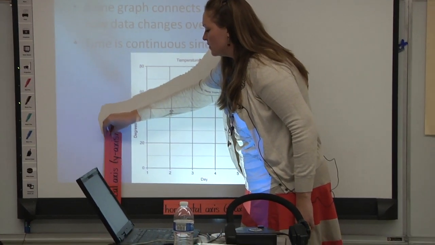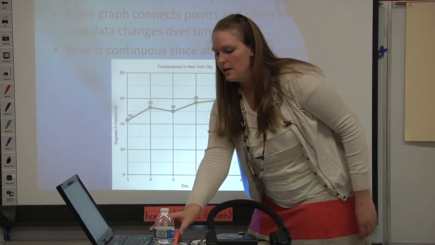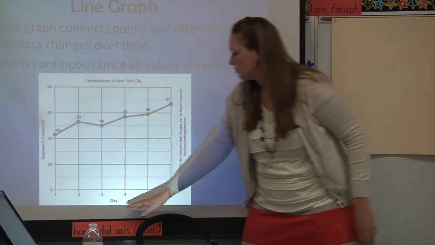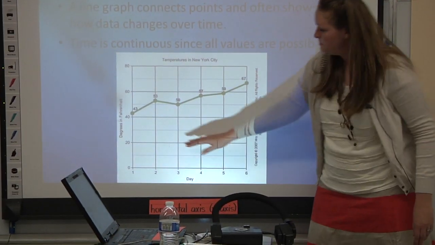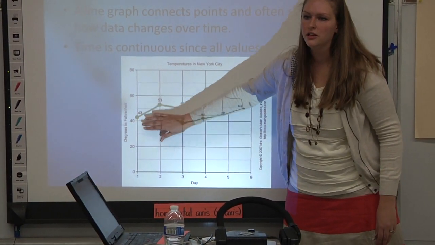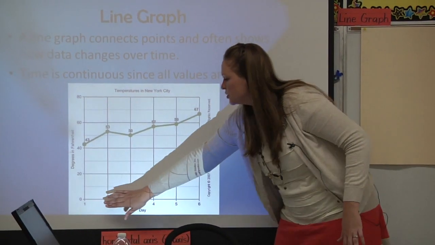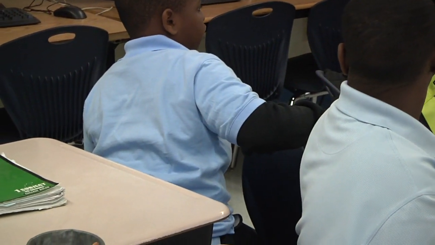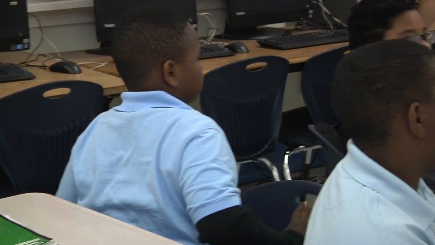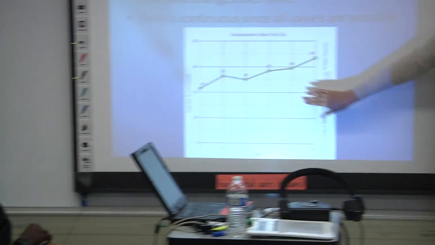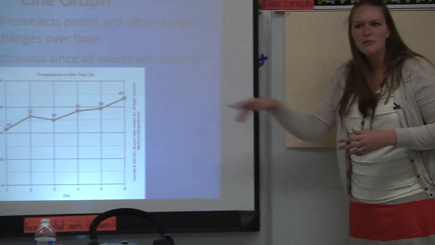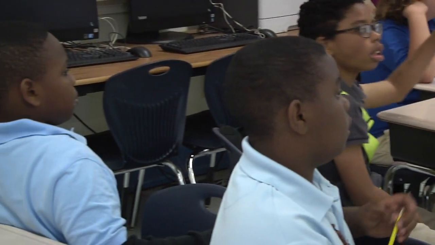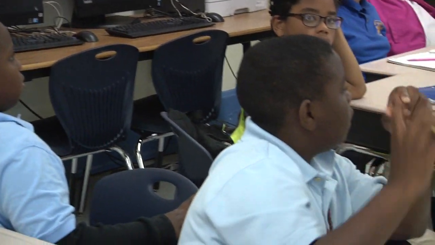Now, each axis has a name. So down here we have the day, and over here we have the degrees. Good. So, on day one, what was the degrees? Keon? 40. Good. And you can see each day they give their own temperature, right? We all see that? Can you make a statement about this graph just looking at it? Orem, what do you think?